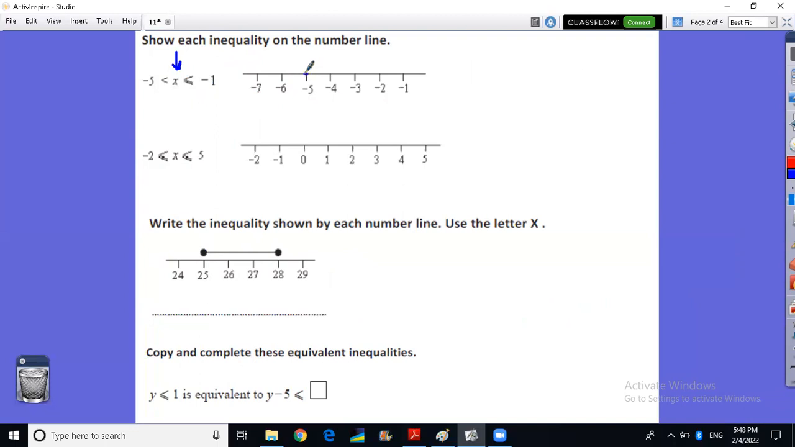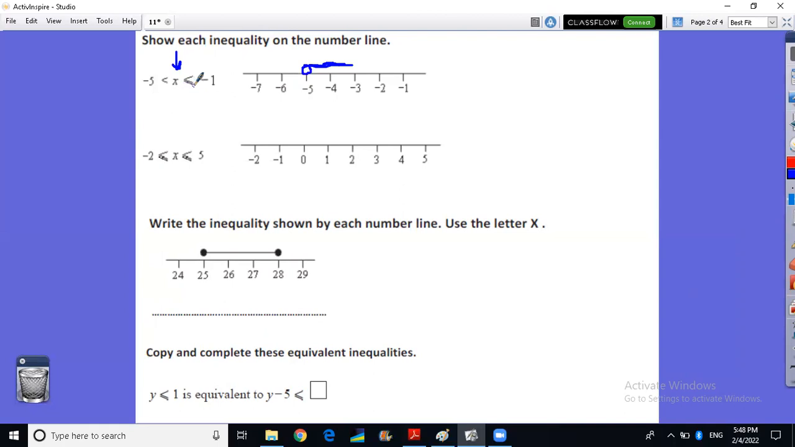So since they did not say that it can be equal, I'm going to draw a circle above -5 this way, and I leave it open. I'm not going to paint it. I'm not going to shade it. So this means -5 is not going to be included. It cannot be equal to -5. It is greater than -5. Greater, it means we're going to walk or go this way, this direction. But until what? Let's continue the inequality.